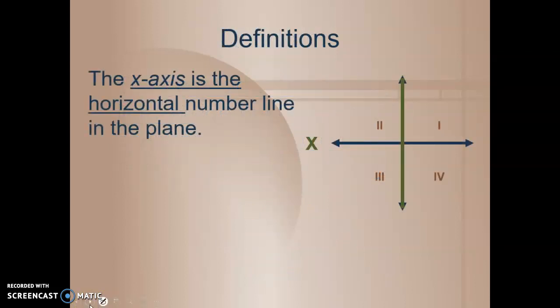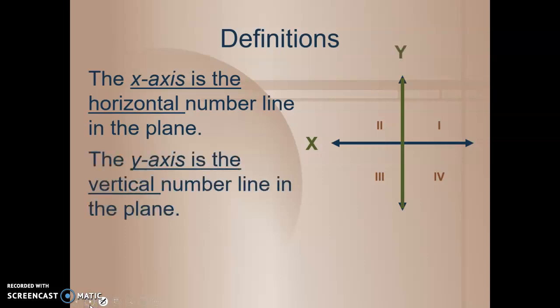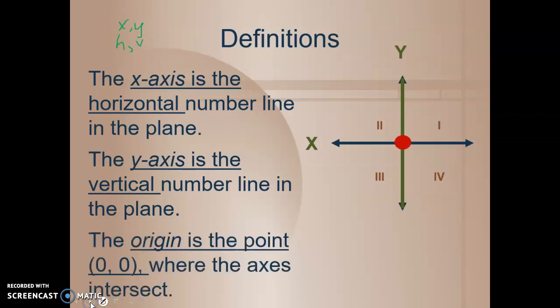The x-axis is also called the horizontal number line, and the y-axis is the vertical number line. If you're having a hard time remembering which one is which, just remember x comes before y, and H in horizontal comes before V in vertical. So X is horizontal, Y is vertical. Both of those are in alphabetical order.